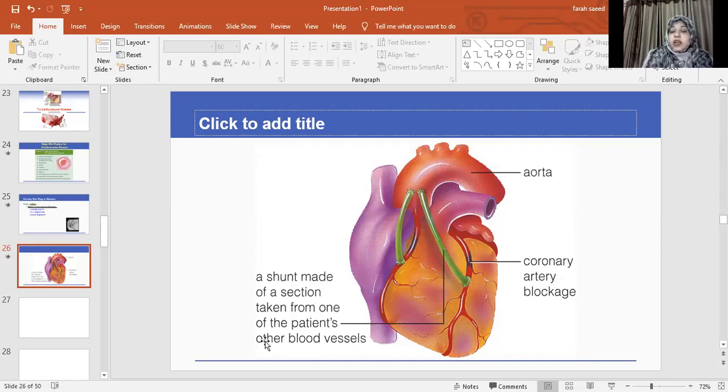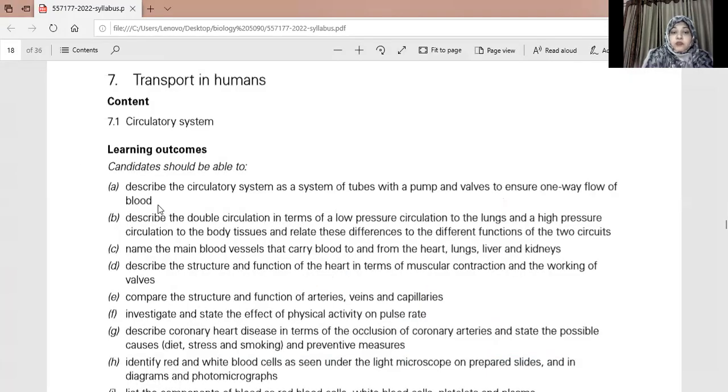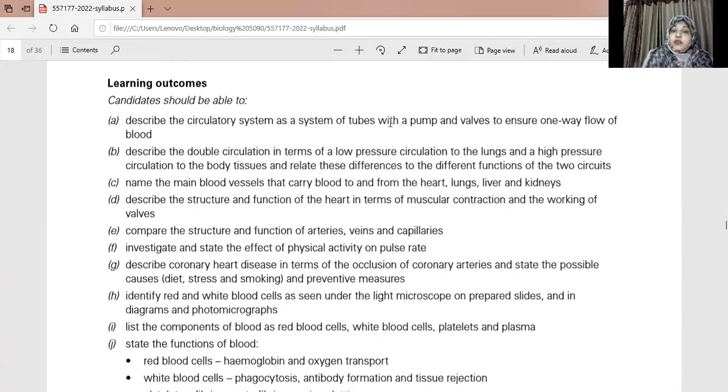Related to this, till now we have completed, let me show you the syllabus also. Till now we completed the circulatory system as a system of tubes with a pump and valves to ensure one-way flow of blood. Describe the double circulation in terms of low pressure circulation. Then the names of blood vessels.